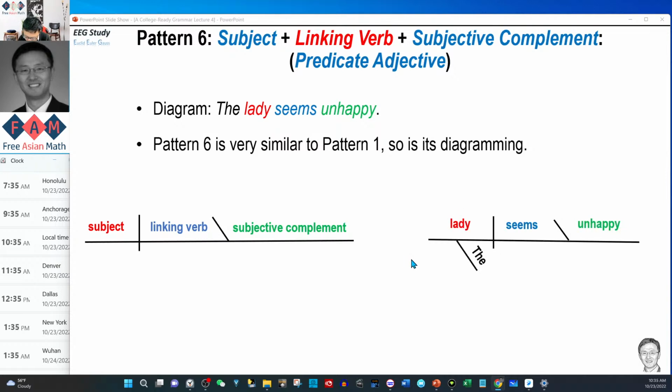So here's how it looks. The lady seems unhappy. Once again, we have 3 slots above the main line, and the first 2, of course, are the subject and the verb, and the third one is the subjective complement. Just like in pattern 1, we have a backward slant diagonal line, indicating that this subjective complement, unhappy, really relates back to our subject. It describes the subject's mental status. Okay, so if you recognize this, pattern 6 is nothing but a variation of pattern 1.